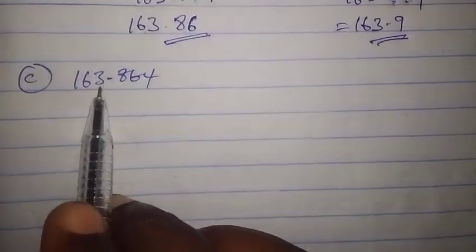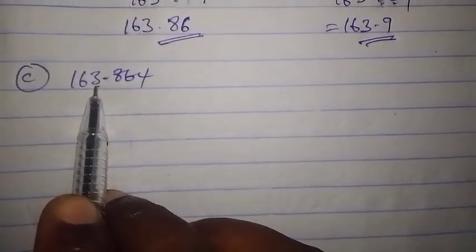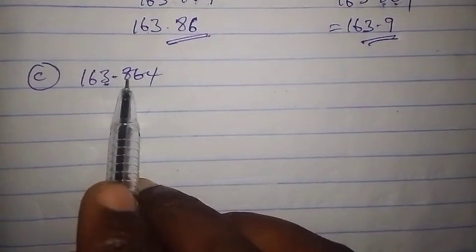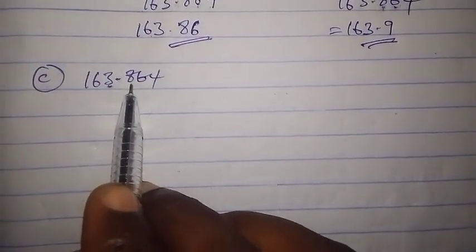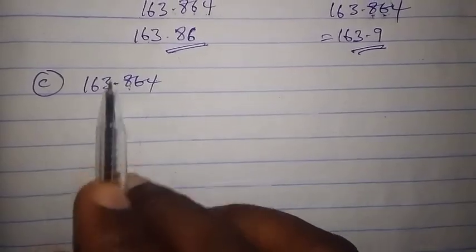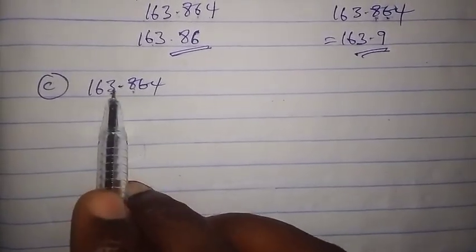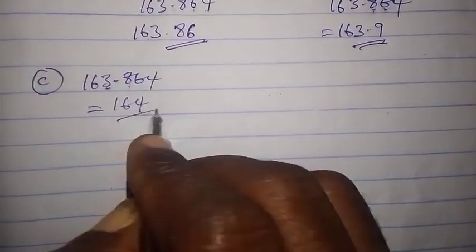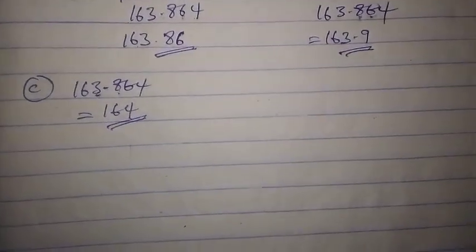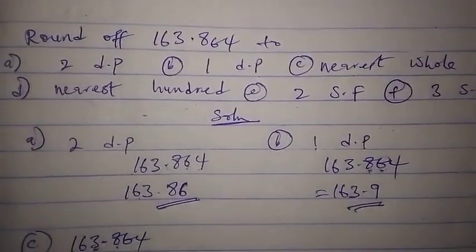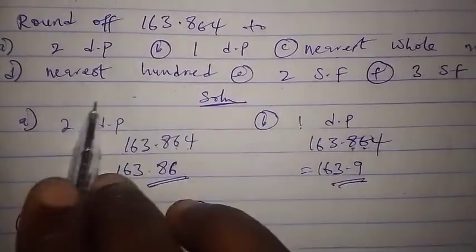Now, since we are stopping at this 3, also consider the number after this 3. The number after this 3 is 8. So we can round it up to 1. Do you get it now? So we'll round this 8 to 1 and add it to this 3. 1 plus 3 will become 4. So our final answer will be 164. Do you get it now? We have succeeded in rounding it to the nearest whole number. Then the D part, D says nearest 100.